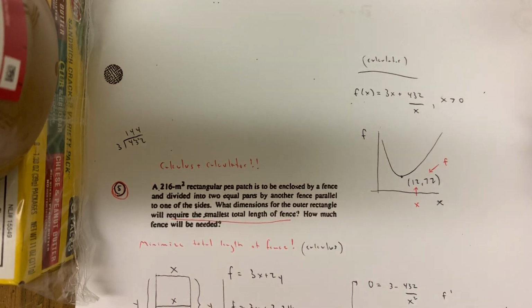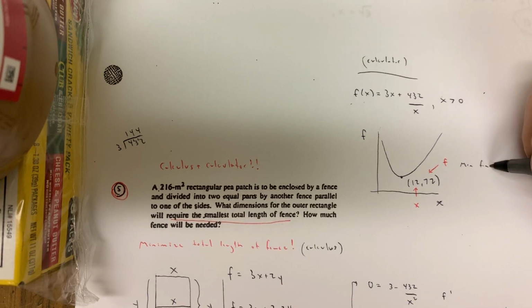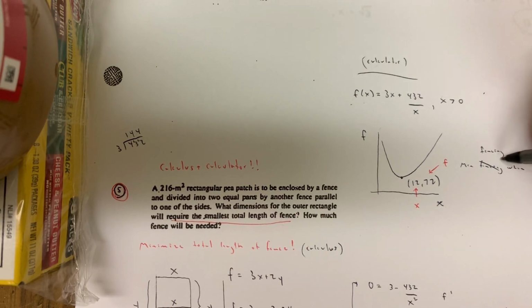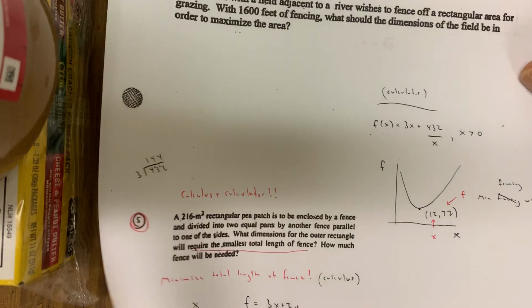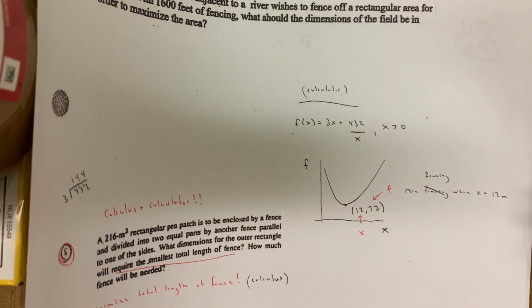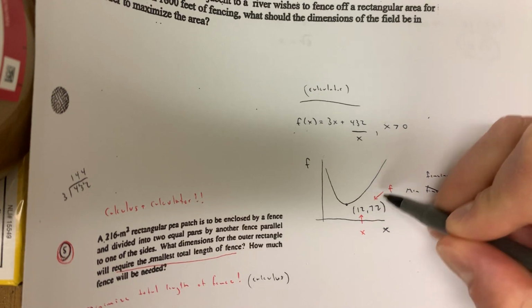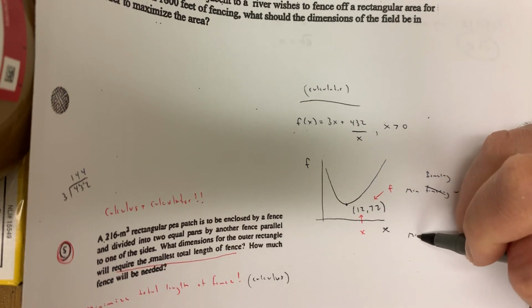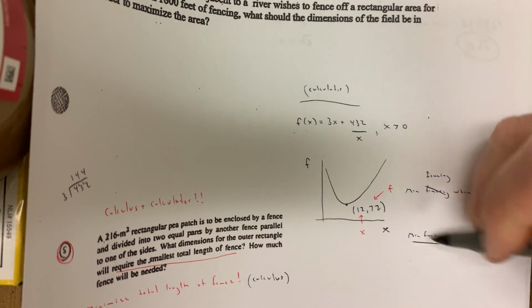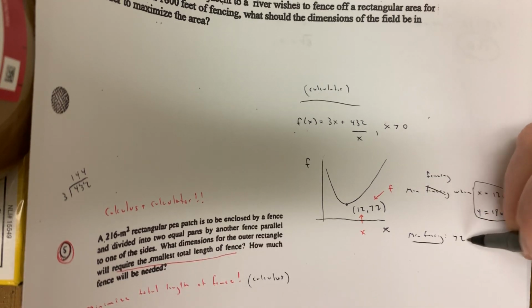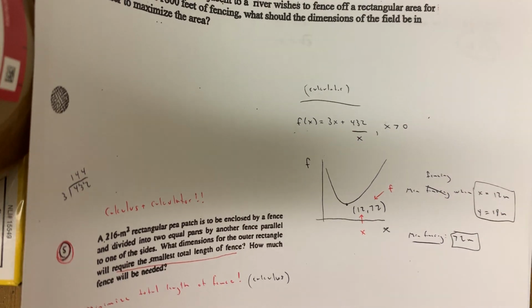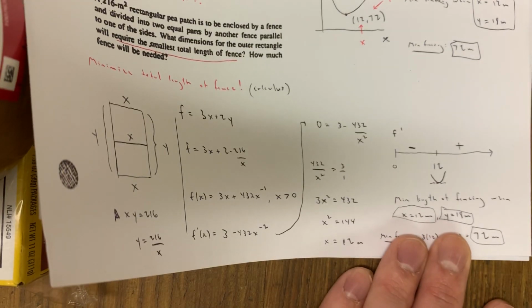So I know that we have the minimum fencing when X is equal to 12 meters. Minimum fencing when X is equal to 12 meters. And then that means Y is equal to 18 meters. Just plug back in. And then you can actually go right to this value, 72. That represents F. That's the min amount of fencing. So min fencing is going to occur with 72 meters of fence. Just like we got before. What's that feeling? You can only say what it is in French. A deja vu, okay? And that's what we have right here.